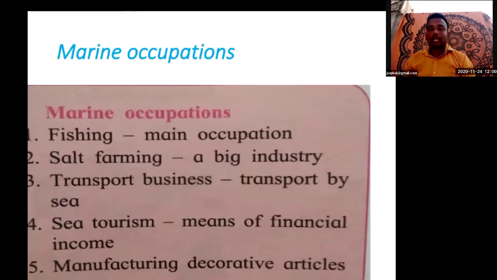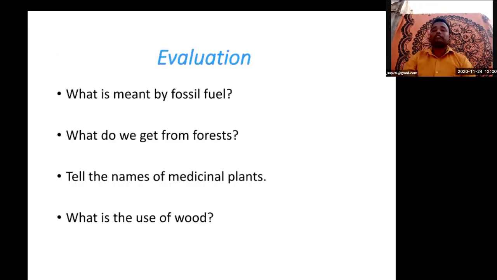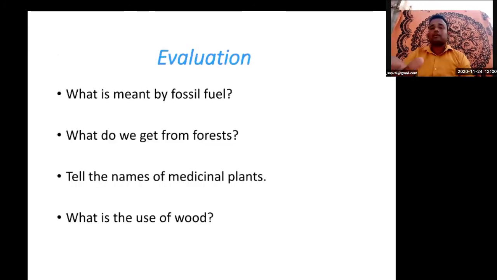Okay, next slides. Now some questions have been given there for your evaluation. What is meant by fossil fuels? Yes, what is meant by fossil fuels? Then the second question, what do we get from forests?